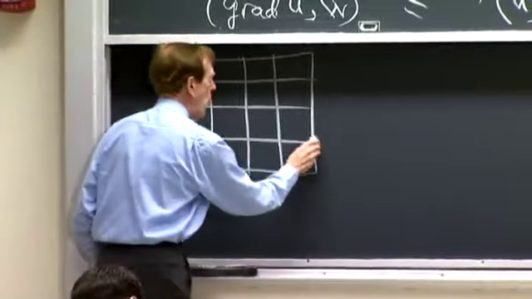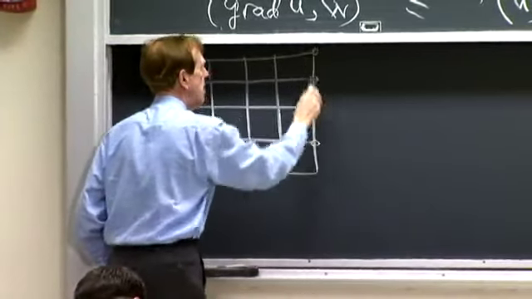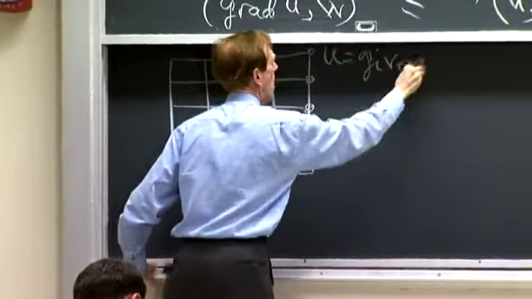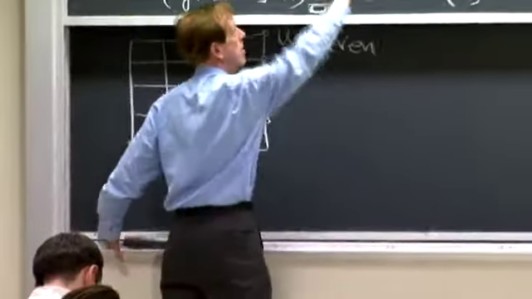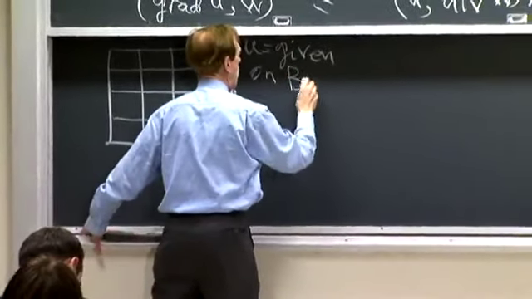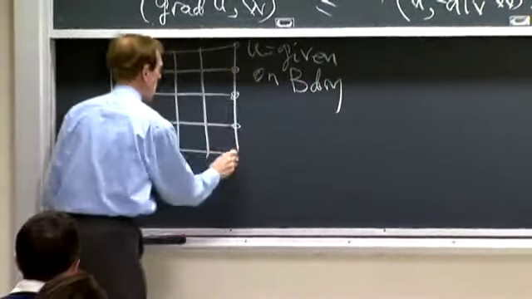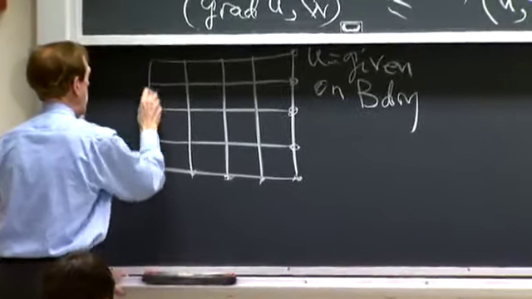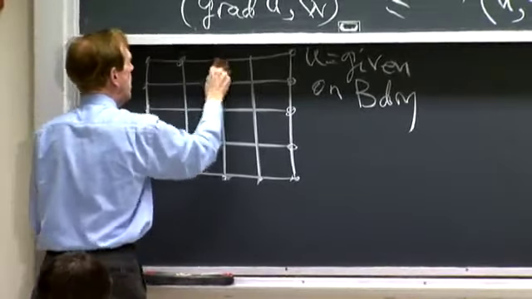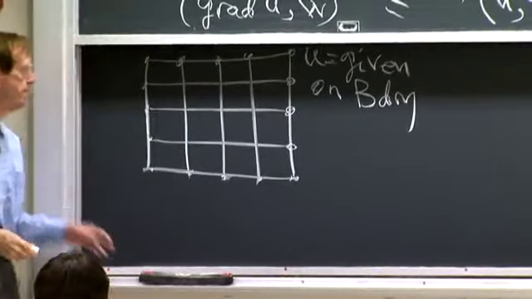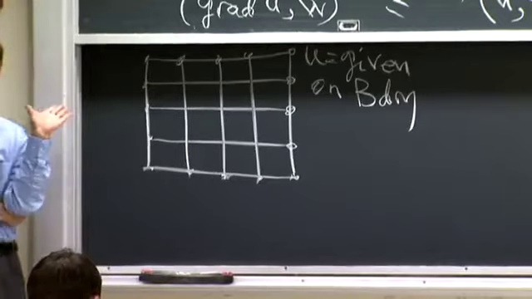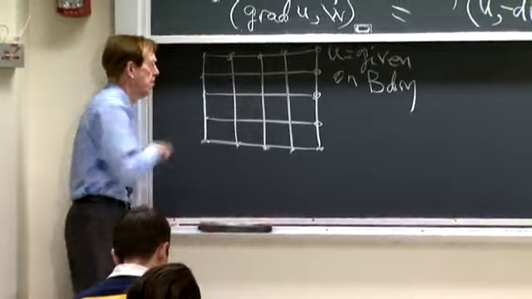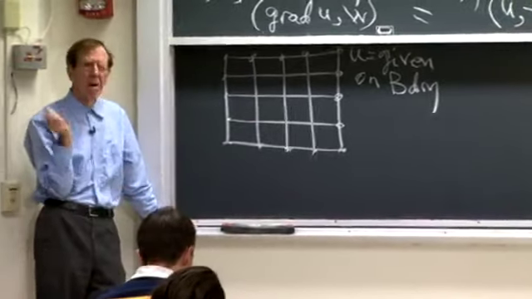So this is all known. These are all known values. Let me just say U is given on the boundary. I'll do the Dirichlet problem on the boundary. So at all these mesh points, I know U. And I want to find U inside. So I've got 9 unknowns, right? 9 interior mesh points, 3 times 3. So I've got 9 unknowns.